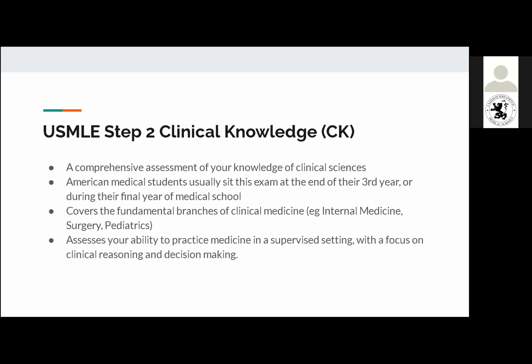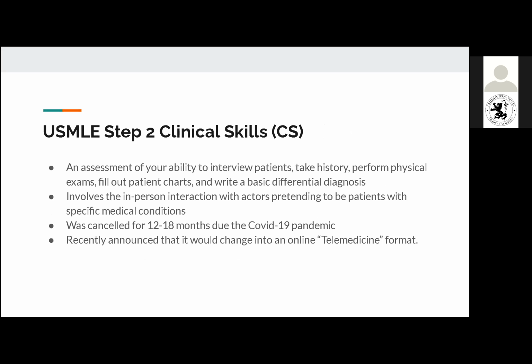So the second part is the USMLE Step 2 CK, or clinical knowledge. So this is a comprehensive assessment of your knowledge of clinical sciences. Basically, American medical students usually sit this exam towards the end of their third year, or sometimes they can also choose to sit this exam during their final year of medical school. This exam covers the fundamental branches of clinical medicine, which means it covers internal medicine, pediatrics, surgery, and so on. The main focus is that it assesses your ability to practice medicine in a supervised setting, and it focuses on clinical reasoning and decision-making. So again, I'll give you some examples later.